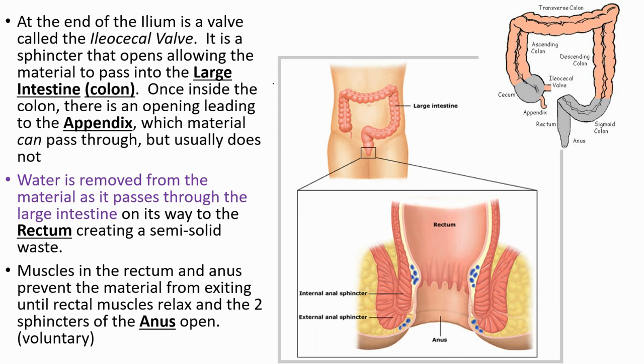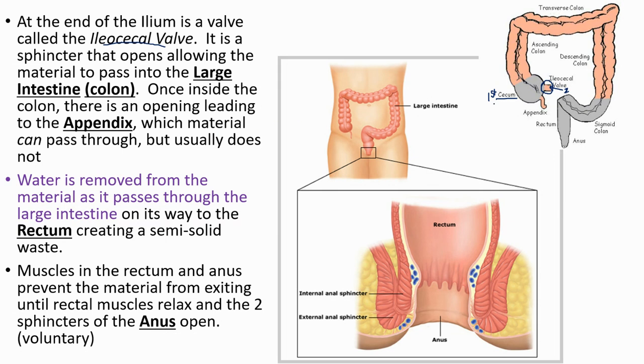At the end of the ileum, like we said a second ago, is a valve called the ileocecal valve or ileocecal sphincter. So you've got contents coming in right here from your ileum of the small intestine. And that right there, because this is the cecum of the large intestine, that is the ileocecal valve. It's a sphincter that opens, allowing the material to pass into the large intestine. The first section of the large intestine is the cecum. That's the first section of the large intestine.